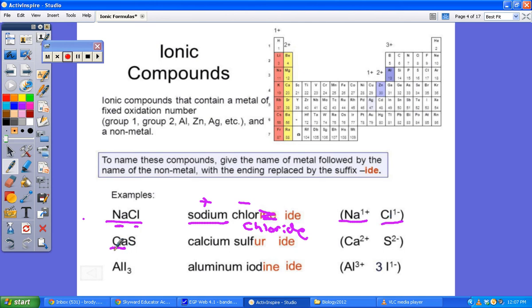Same thing with calcium. Calcium here is listed first. It's the positive ion. The positive ion is always first. Then we have sulfur. Sulfur is a negative ion, so we change it to sulfide. So this is calcium sulfide. The last one would be aluminum. Aluminum has a 3+ charge, where iodine is just a -1. So if you look at the formula, it's a little bit different because it's aluminum with 3 iodines in it. This is what we call aluminum iodide, because again, we're dropping the INE ending.